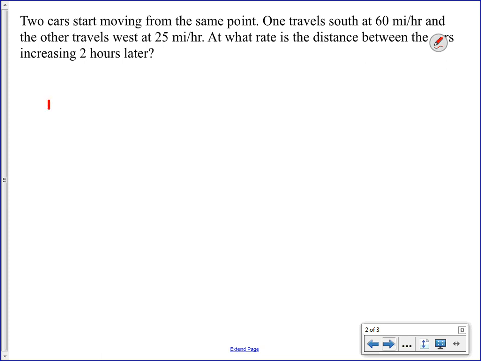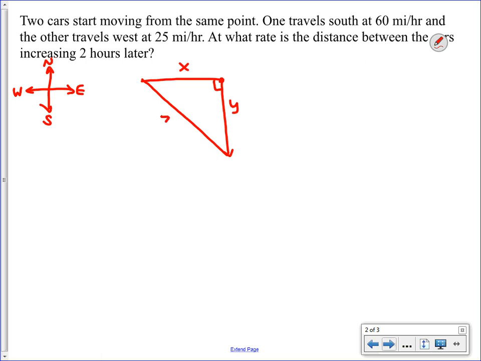Okay, so you guys, I'm sure you know your directions, north, south, east, west. So our cars are traveling from the same point, okay? One is traveling south, and the other is traveling west. So we're going to end up with a right triangle like this. So I'm just going to label our sides X, Y, and Z. Z is going to represent the distance between the 2 cars. So all 3 variables are changing in this scenario, okay?